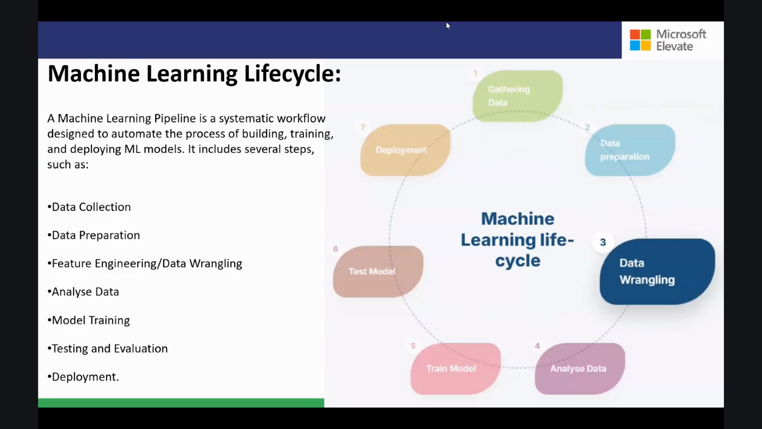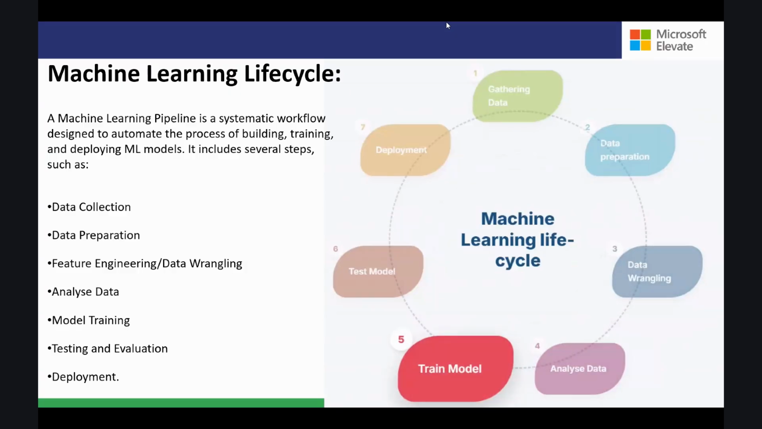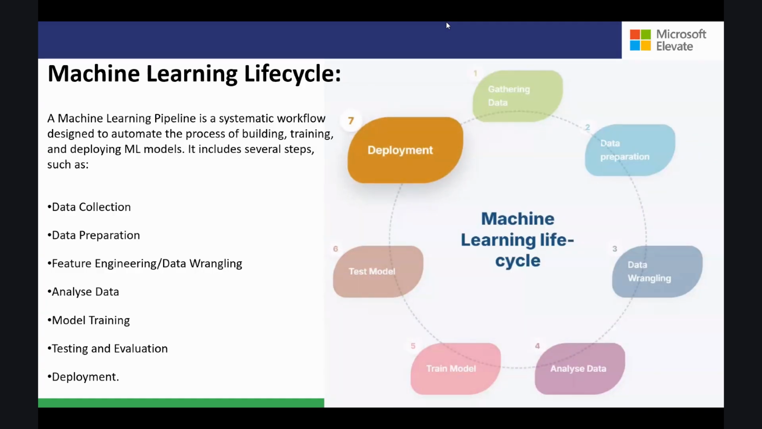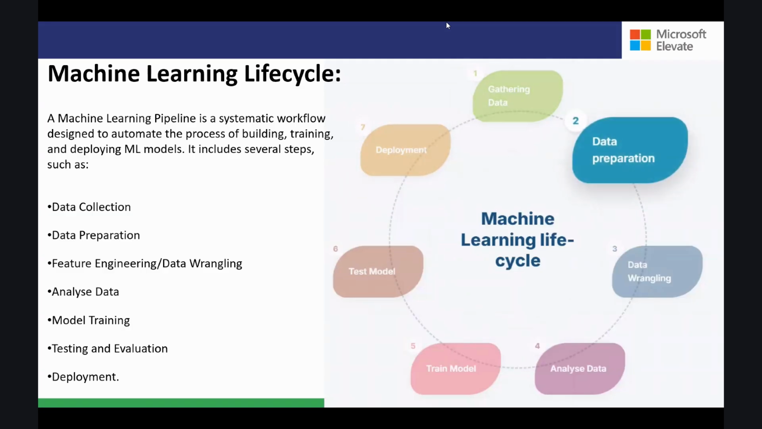So this is the reason why after deployment, again you need to gather the data. Again you need to do the data preparation. Again you need to do data wrangling. And again analyze the data. Again train the model. Then again test the model. Then again deploy it. And after some time, again gather the data. Same system. This is the reason this animation is in a circle.